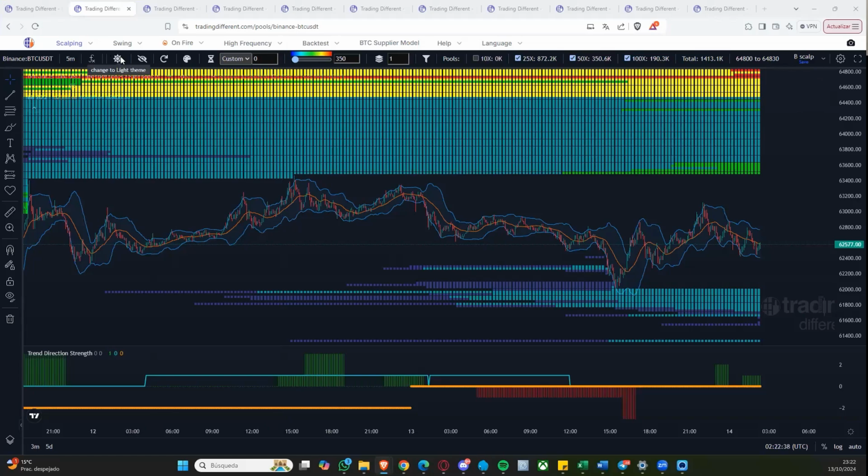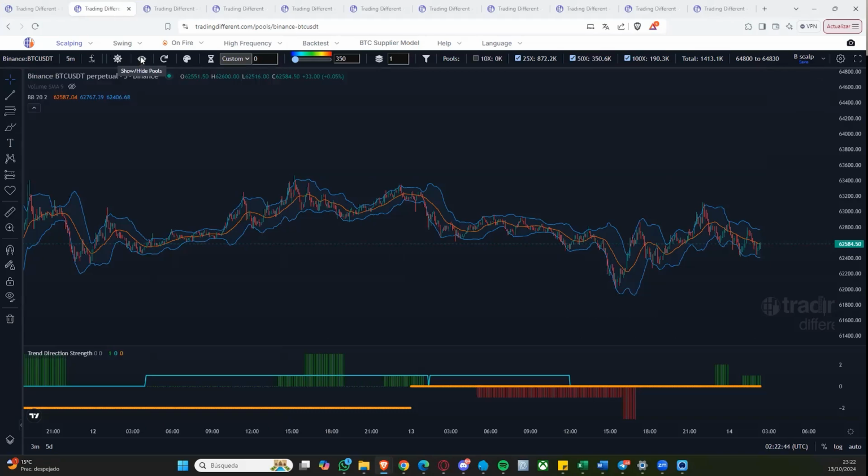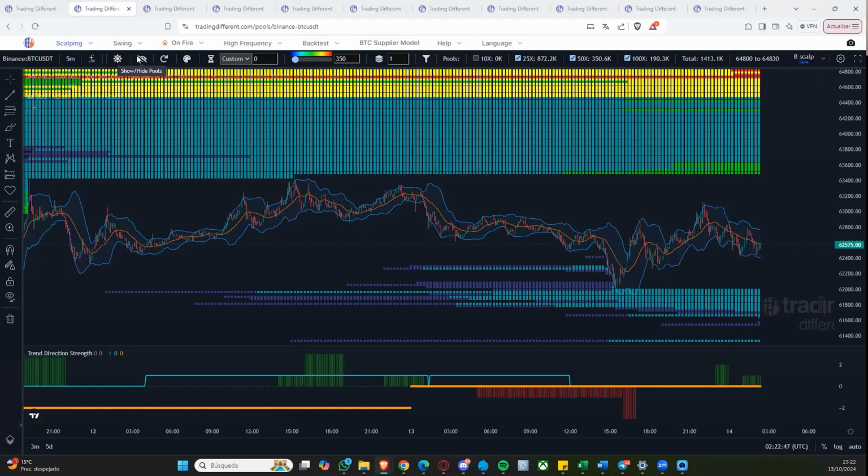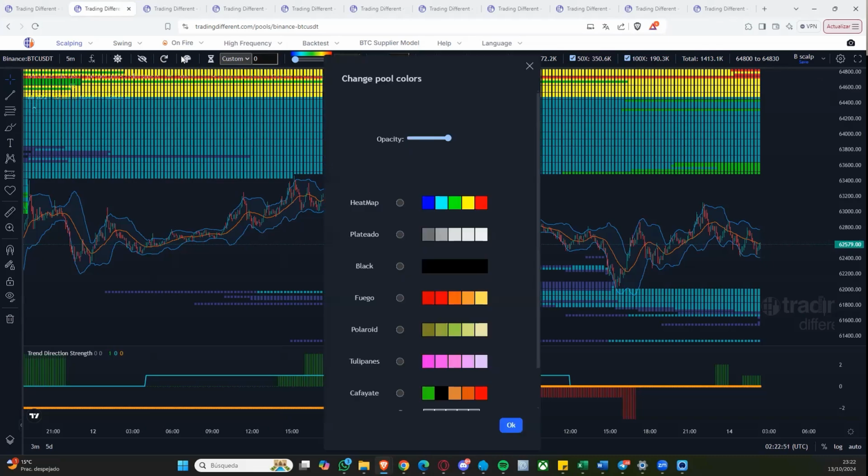I can change the theme of the chart, alternating between white or black appearance. Here I will leave it black. I can also hide or show market liquidity with the Liquidation Heatmap. I can refresh and customize the Liquidation Heatmap with different colors.